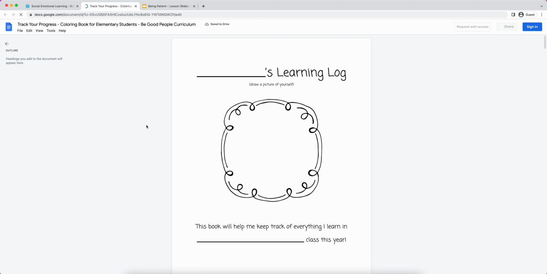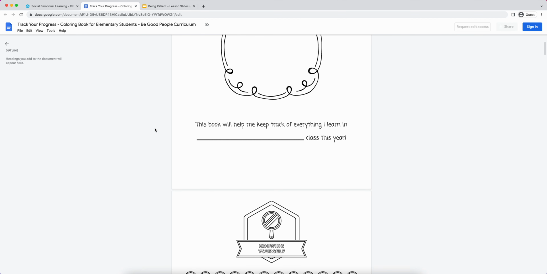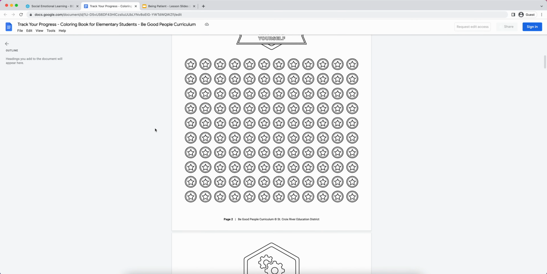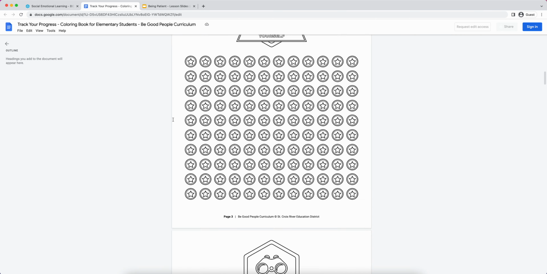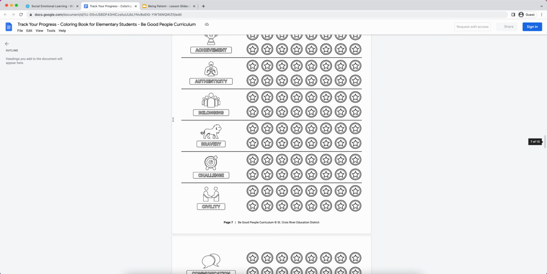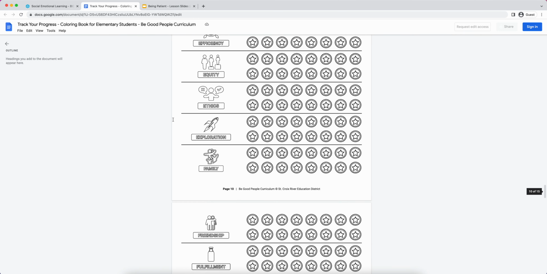So this helps students track throughout the school year every topic that they learned about in their lessons, their extension activities, their community building, so they can write their name there, draw their picture, and you'll see these same learning badges. So I may have students take these out of their desks and color in one of these coins, because we learned about managing ourselves. And then for each of the 4 values, they can also color in a coin.